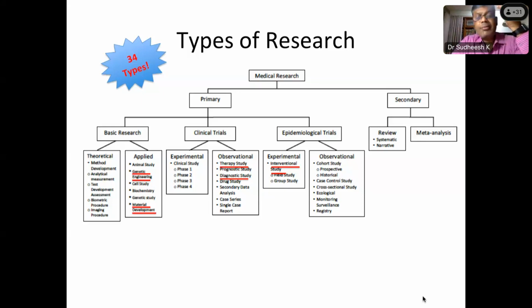Narrative review is nothing but what you see in various conference notes and other things, where the author collects so many data, so many articles, and reads all of them, and writes his opinion on a particular subject based on the knowledge obtained from various articles.